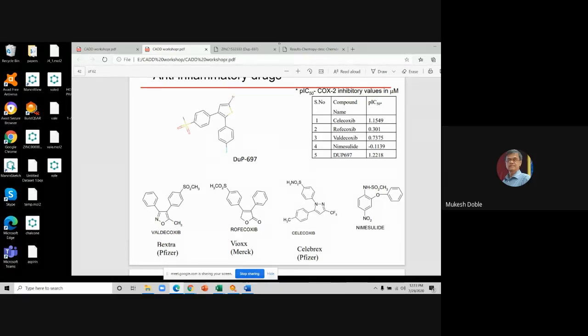Tomorrow we will talk about target-based design, where we have the 3D structure of the target.